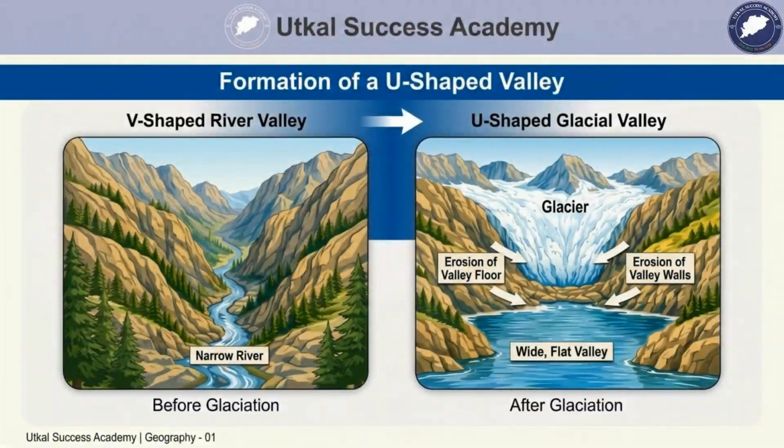Now, the next concept explains the formation of a U-shaped valley by glaciers. The image shows that originally a V-shaped valley is formed by river erosion, which is narrow and deep. When a glacier moves through this valley, it erodes both the valley floor and sidewalls through processes like plucking and abrasion, making it wider and flatter. As a result, the valley transforms into a U-shaped valley, which is broad, flat-bottomed, and steep-sided.